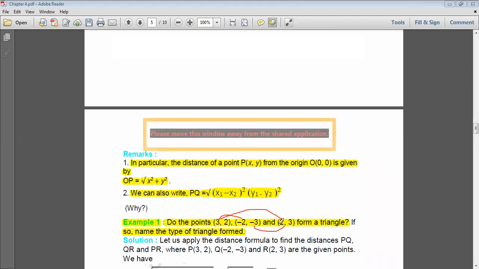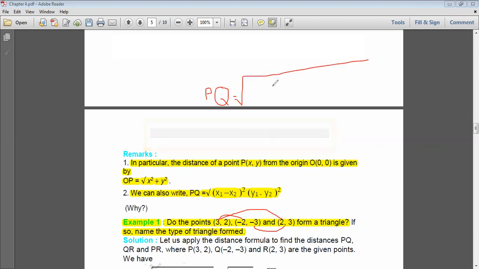So first of all, we are naming these points as P, Q, and R. P is (3, 2), Q is (-2, -3), R is (2, 3). So we are going to find what is PQ. So I am writing it here. What is the distance PQ? How can we write that?